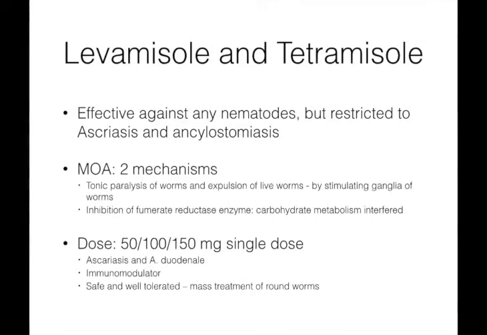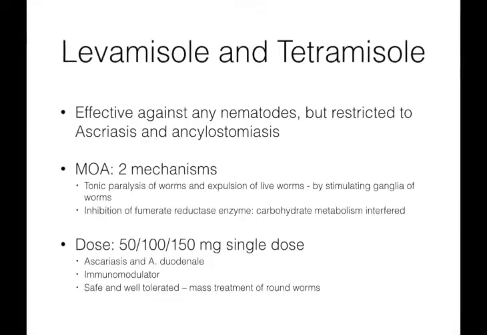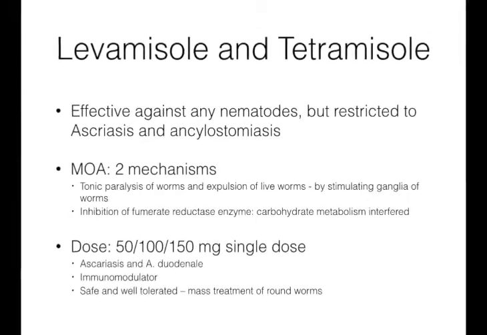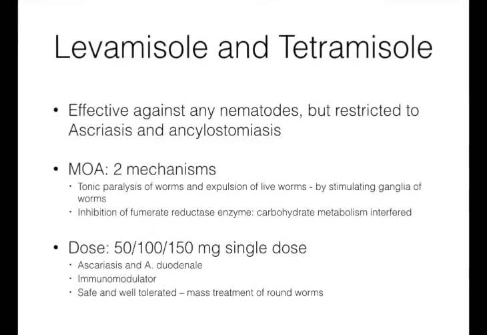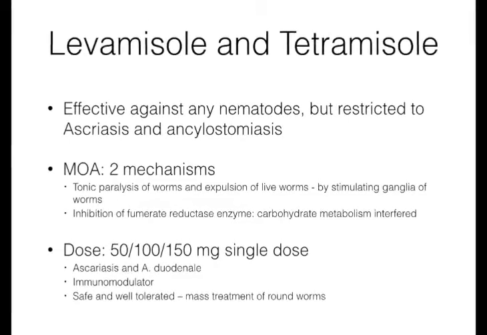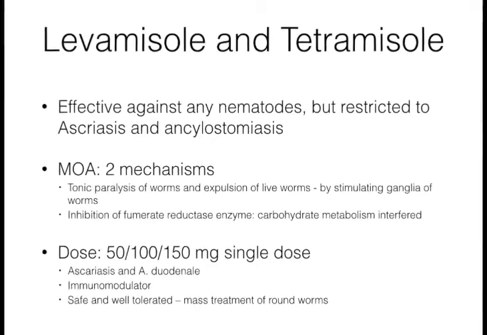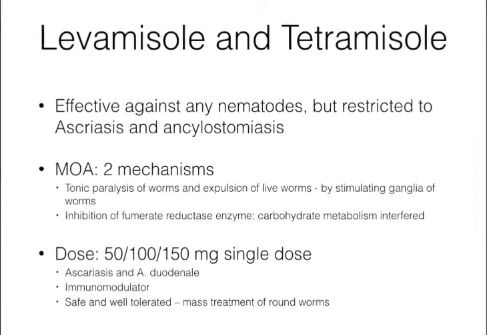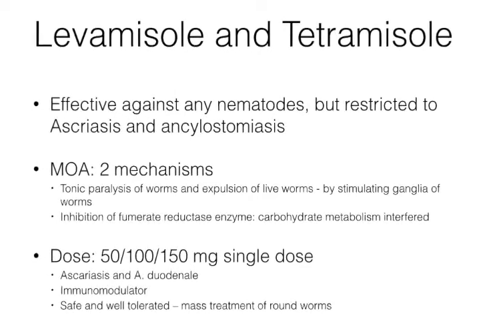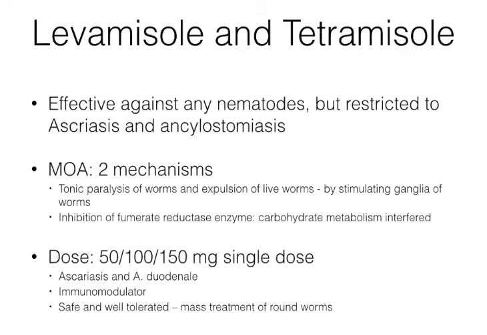The next drug will be levamisole and tetramisole. This is effective against many nematodes, but restricted to ascariasis. The mechanism of action is inhibition of fumarate reductase enzyme, carbohydrate metabolism is interfered with, and there is tonic paralysis of worms and expulsion of live worms by stimulating ganglia of worms.